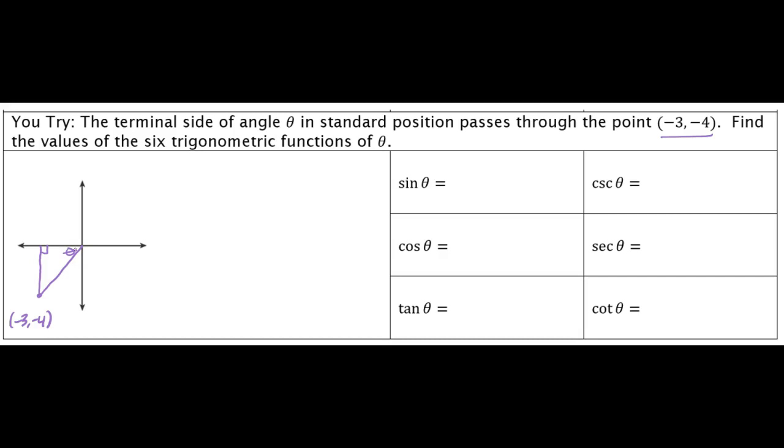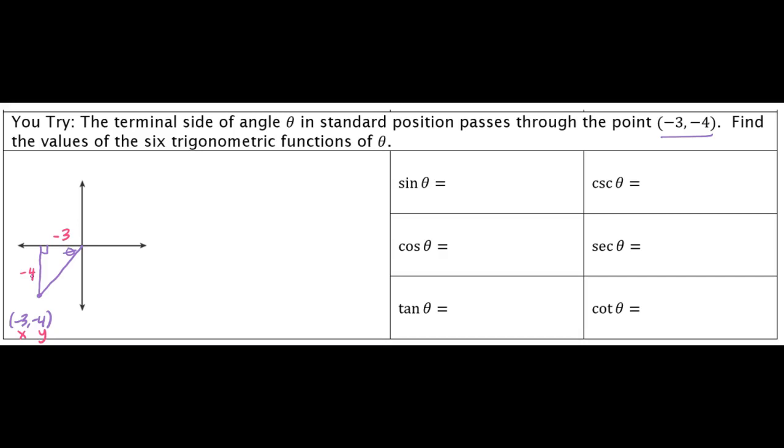All right, so now I was given a point. That point represents an x and a y coordinate. So if I'm labeling the sides of my triangle, the distance that I go to the left would be my x coordinate, so -3, and then the distance that I go down to the point would be my y coordinate, which is -4.